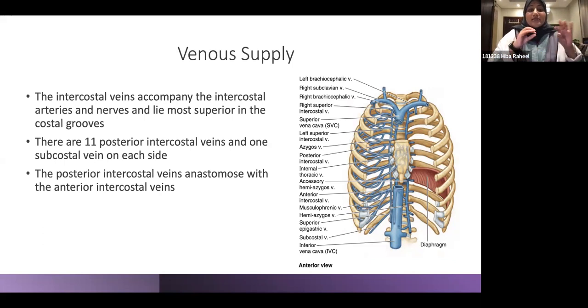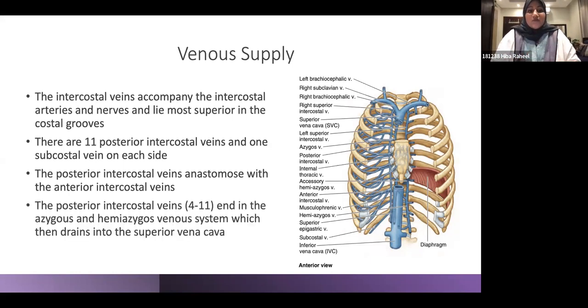Clear? So the posterior and anterior intercostal veins join together to form a common intercostal vein, which then drains into two different things. Now, this is very important for the exam, okay? The 4th and the 11th intercostal vein drains into the azygous and hemiazygous venous system. Okay, I'm not going to get into what azygous and hemiazygous is, but you must know, and this is so important, that 4th to 11th posterior intercostal veins, they drain into the superior vena cava.